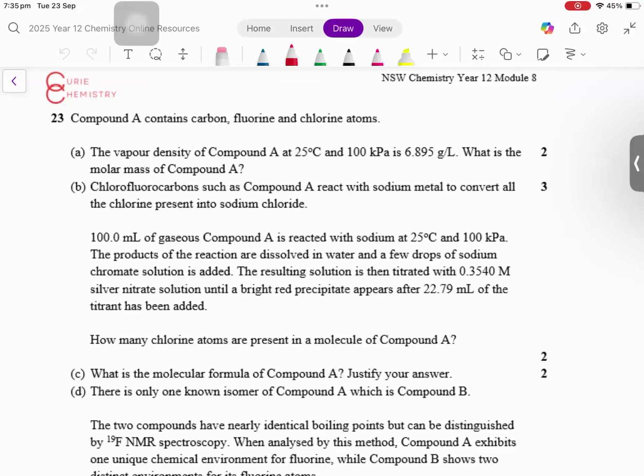Compound A contains carbon, fluorine, and chlorine atoms. The vapor density of compound A at 25 degrees Celsius and 100 kPa is 6.895 grams per liter. What is the molar mass of compound A?